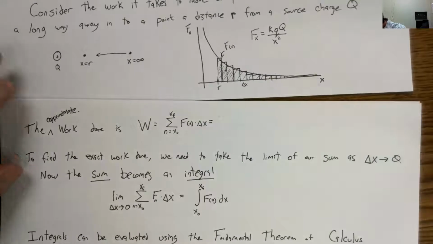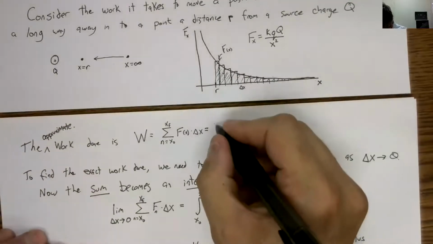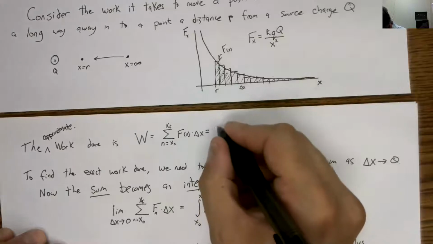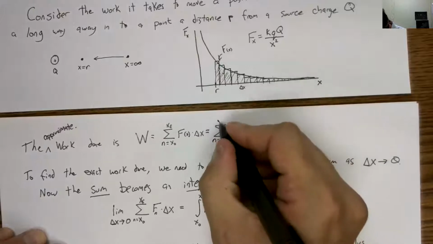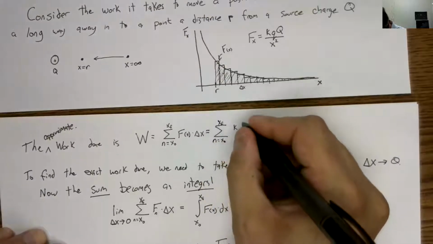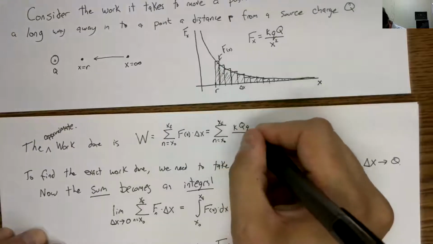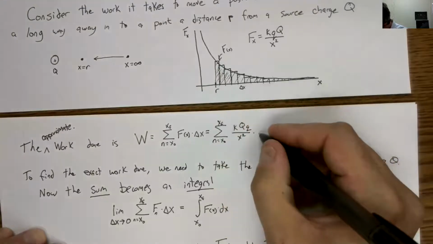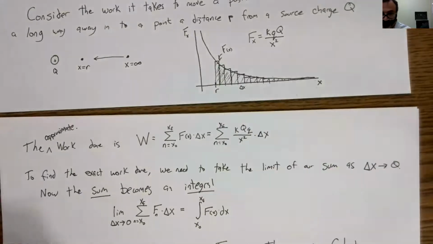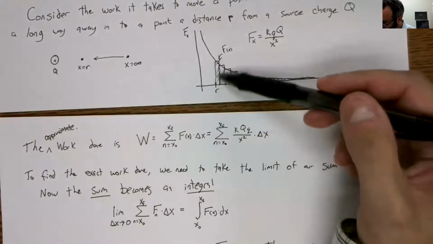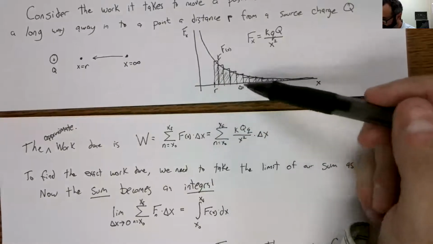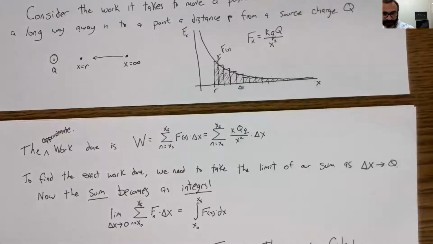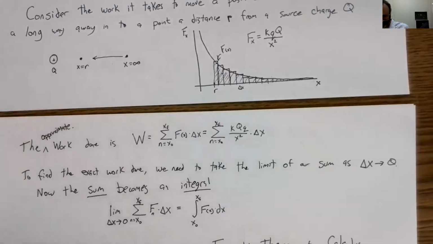So we'll say that the approximate work done is going to be the sum over each of these squares of kqq over x squared times our delta x. So each of these rectangles, the height is kqq over x squared, and the width is delta x. When we take the sum of all these, we get the approximate area under the curve, which is our work done.